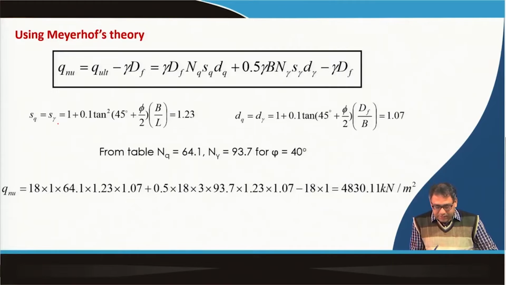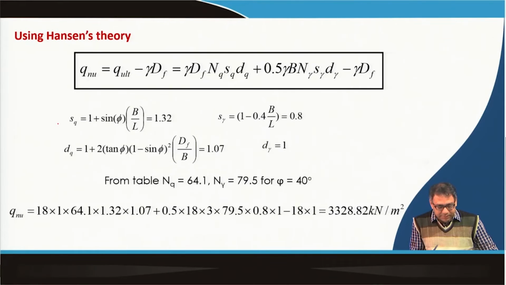Similarly, I will get the bearing capacity as per Hansen, because it is a very straightforward case: loading is not inclined, it is not eccentric. So I can use any theory, because all the theories can be applicable in this case. Okay. So, this is the value, 3328.82 kilonewton per meter square, as per Hansen's theory.